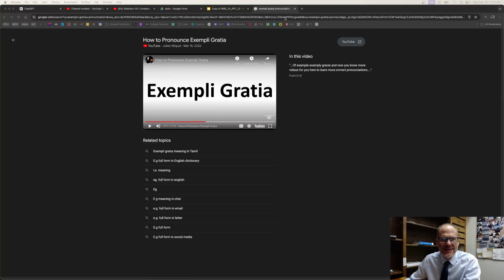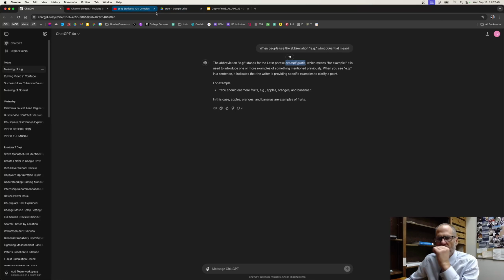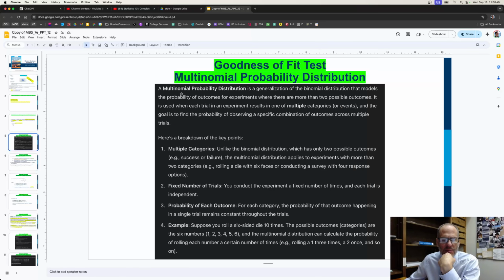Exempli gratia, exempli gratia, which means for example, you should eat more fruits, e.g., apples, oranges, bananas, exempli gratia. So there you go. For example, multinomial probability distribution is a generalization of the binomial distribution that models the probability of outcomes for experiments where there are more than two possible outcomes. More than two possible outcomes.